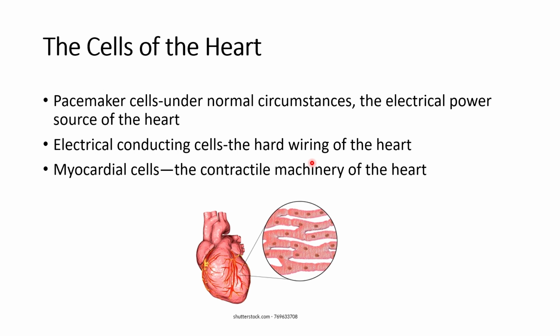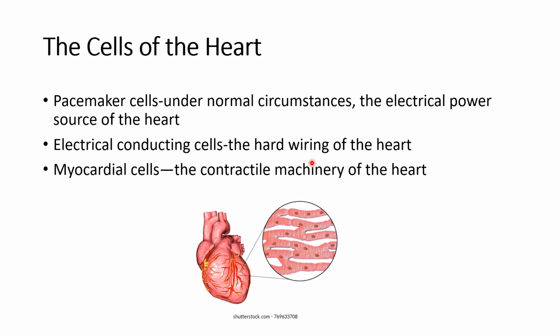The first type of cells we have called pacemaker cells. And remember, under normal circumstances, they act like the electrical power source of the heart. But remember this word, under normal circumstances, because we have some sort of pathologies, such as ectopic beats, where they do not originate from the pacemaker cells. In another word, if you take any type of cardiac cells, they have the capability of generating electrical impulses. But under normal circumstances, it only happens in pacemaker cells. And the pacemaker cells, for example, we can find them in the nodes, like SA nodes.